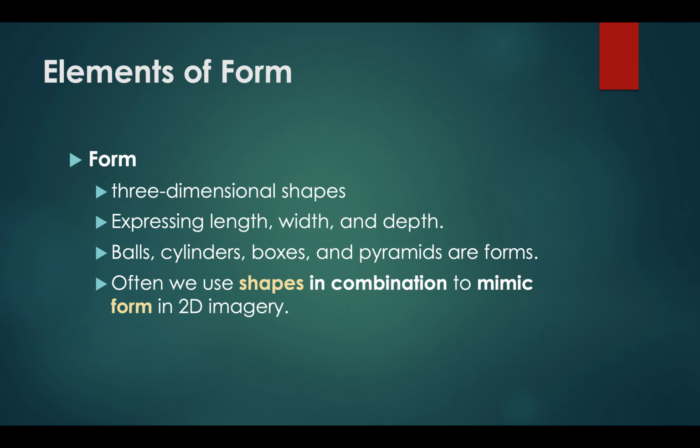Three dimensions is form. This is where the vocabulary is very important. We're going from shape into form. Form has length, width, and depth. So we're thinking balls, we're thinking cylinders, we're thinking boxes rather than squares, and pyramids instead of triangles. Now, often we're going to mimic a 3D shape in two dimensions if you're doing a drawing or an illustration. So in that case, we're combining shapes in order to mimic form.